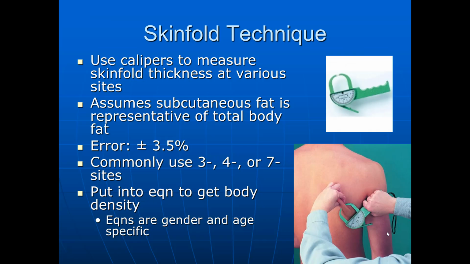And then again, we put the sum of the skin folds into an equation, and that's going to give us body density. The equations that we put the sum of skin folds into take into account sex and age, and then that is going to give us density, and then we can use the Siri equation or something similar to convert that density to percent body fat.